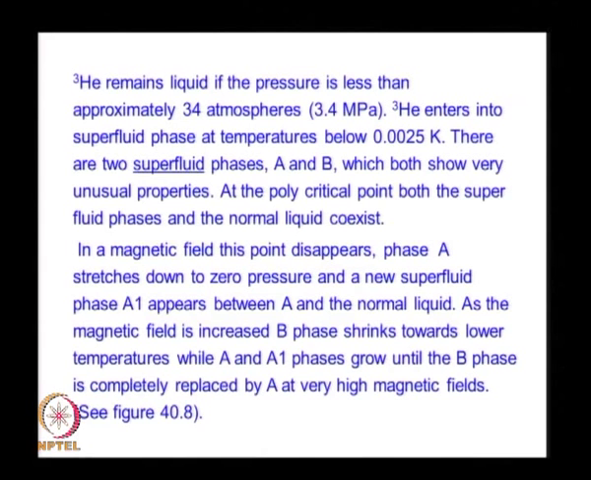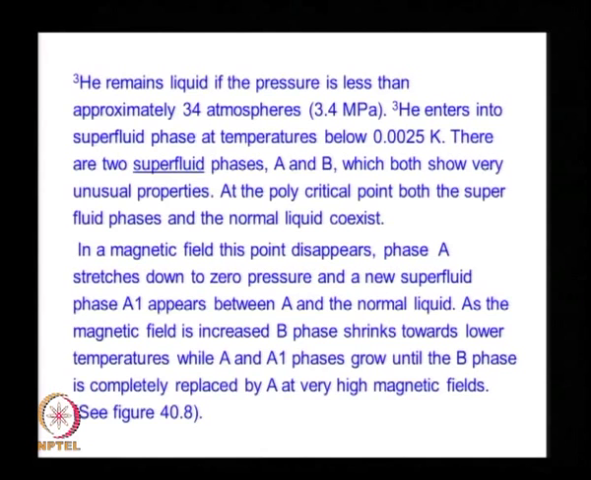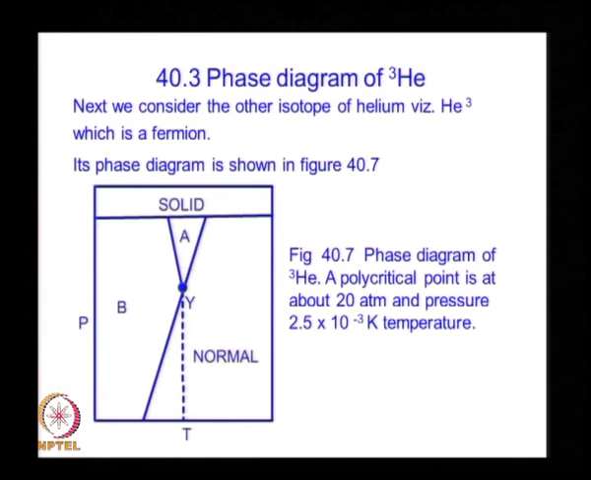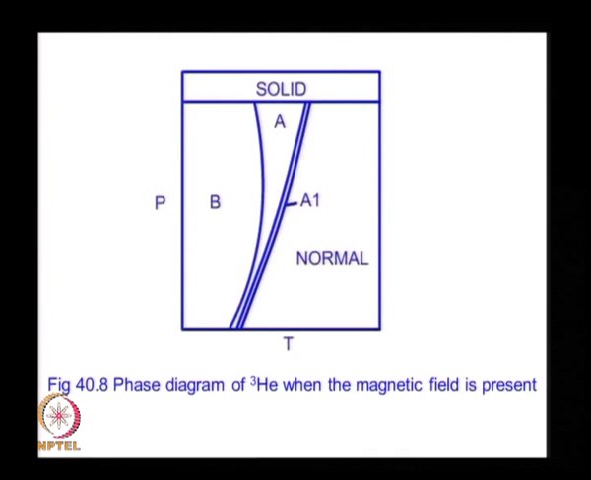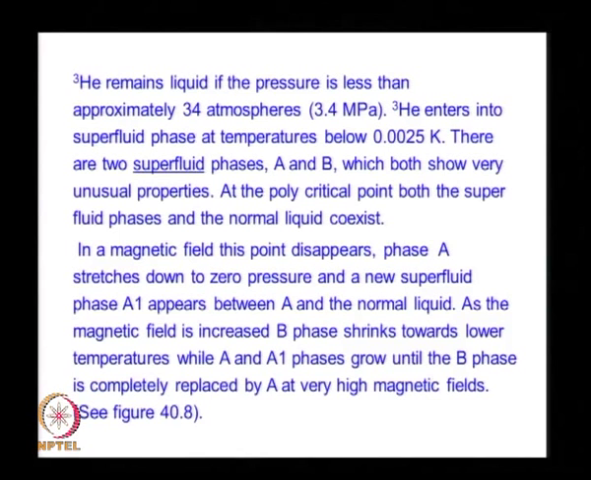Once you apply a magnetic field, the polycritical point Y disappears, as you can see in figure 48, and the phase A stretches down to zero pressure, unlike in figure 47 in the absence of a magnetic field. And a new superfluid phase A1 appears between A and the normal liquid. As the magnetic field strength is increased, the B phase shrinks towards lower temperatures, while A and A1 phases grow until the B phase is completely replaced by the A phase at very high magnetic fields.